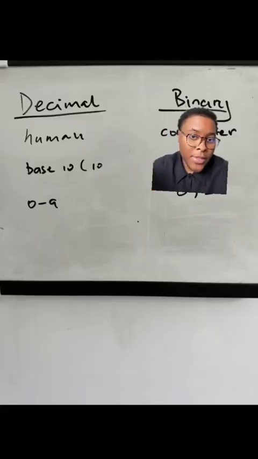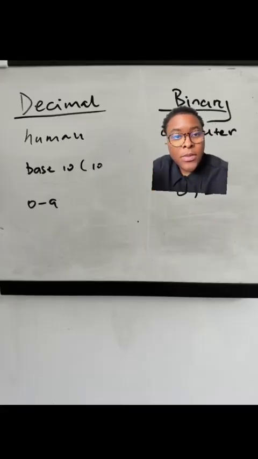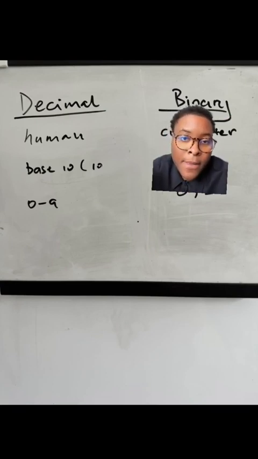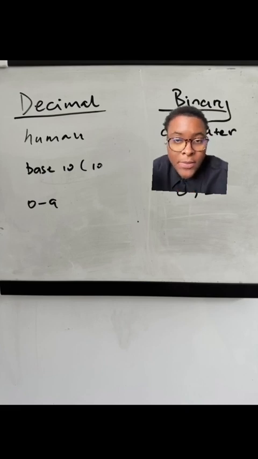So as a quick recap, please remember that decimal is the human number system. It's the one that we're most familiar with. It is base 10, so it's 10 raised to a power. And the range or the values that you have in the decimal number system is 0 through 9. Again, hence 10 values. And with that said, let's go ahead and jump into the binary number system.